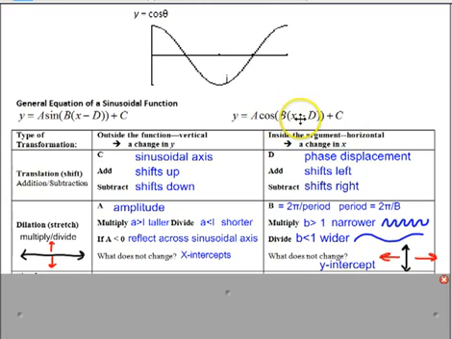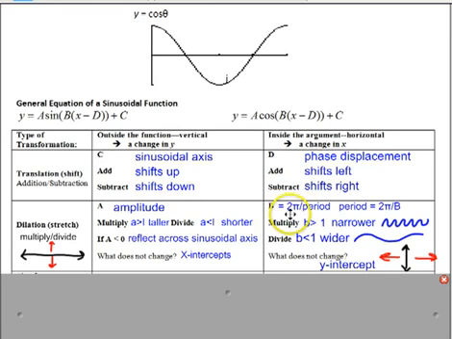Now let's take a look at B. B is inside the argument. It affects the x direction. B is not the period. We have C as the sinusoidal axis, D is the phase displacement, A is the amplitude. Our fourth characteristic is period, but B is not the period.